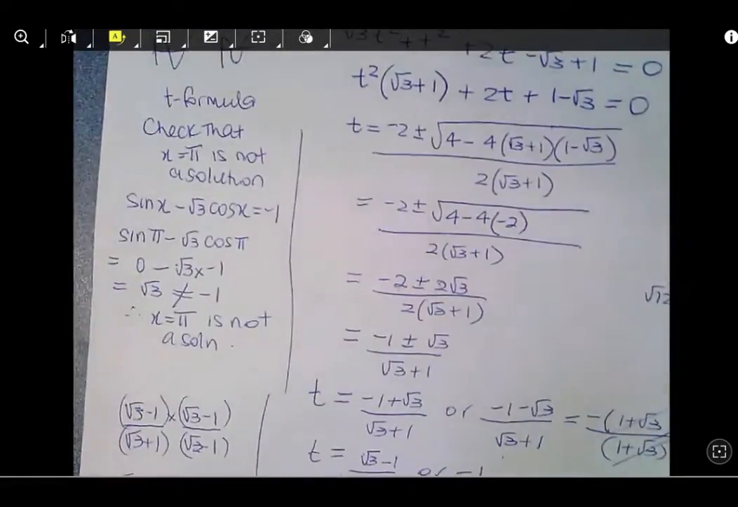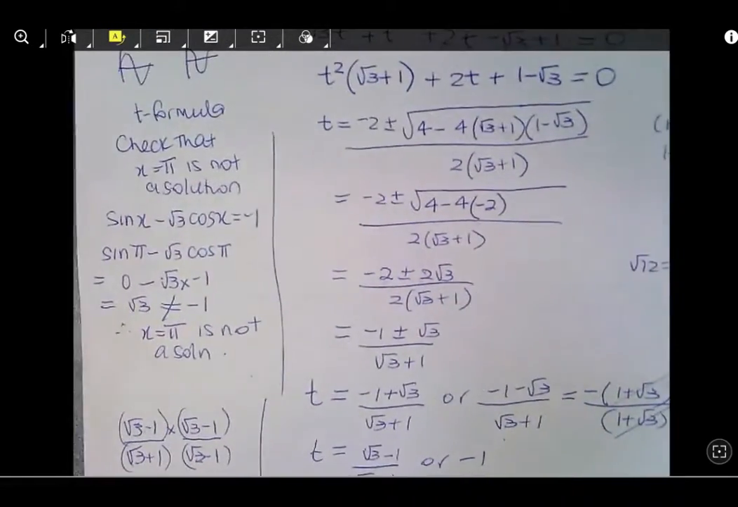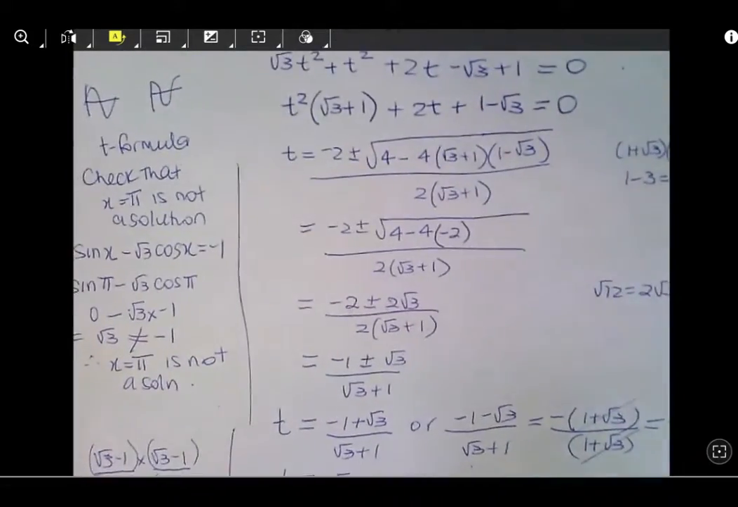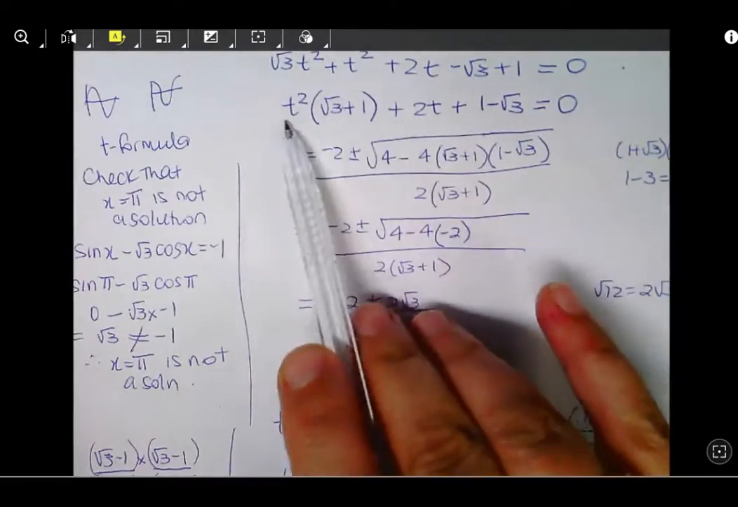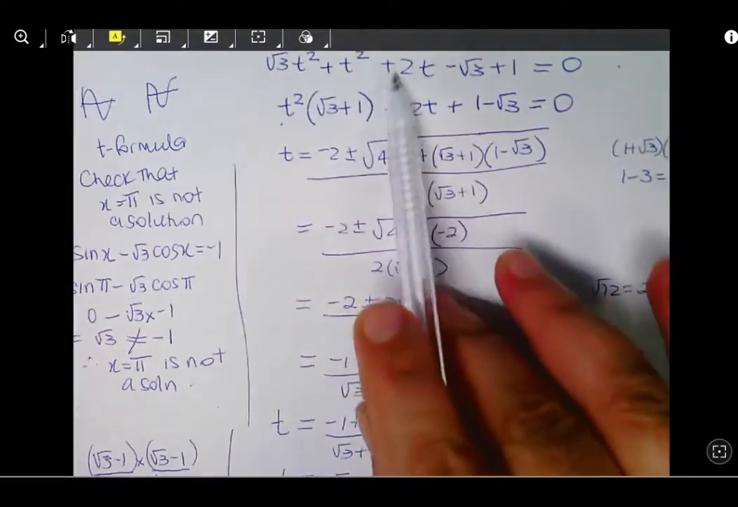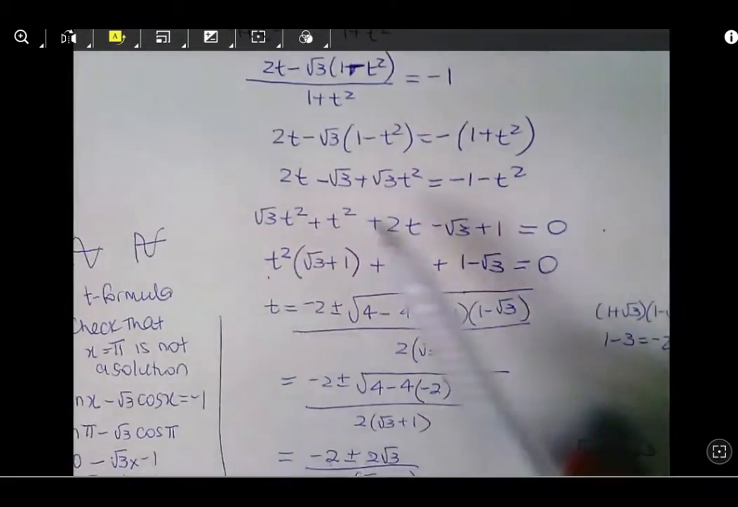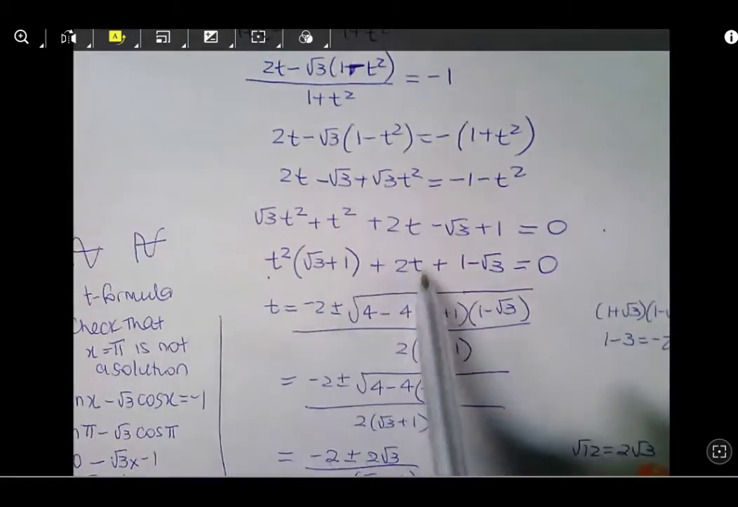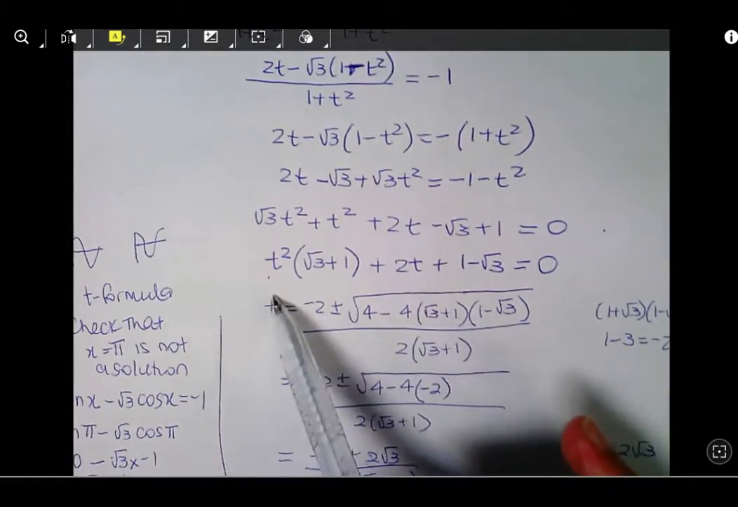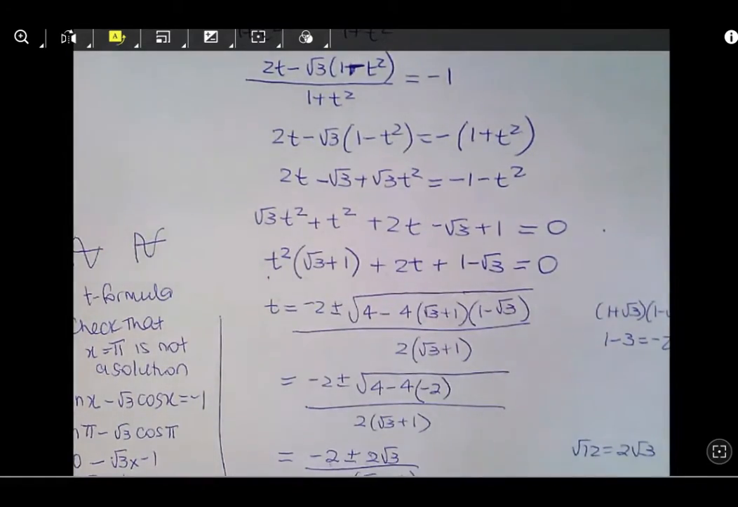So don't forget to do that check when you're using the t formula, that x is 180 degrees or x is pi is not a solution. Now, the time that it will be a solution, see how I've got t squared here? If in doing this t formula method, you lose the t squared somewhere along the way and just end up with a linear function, then often pi will be a solution then. Okay?